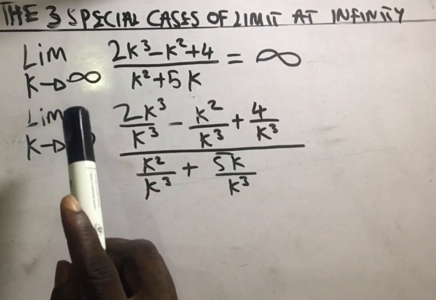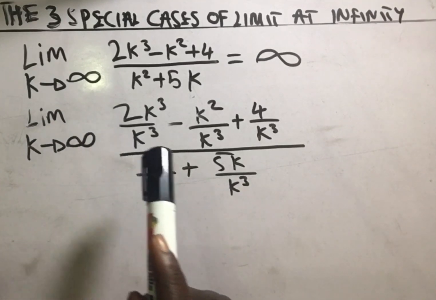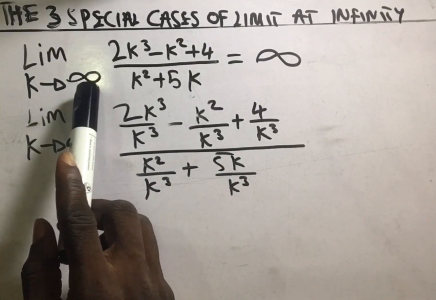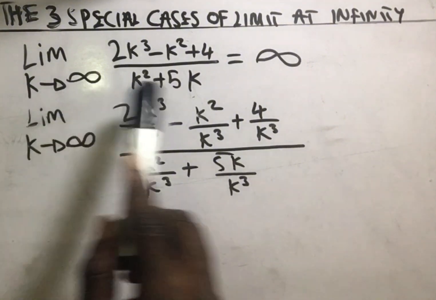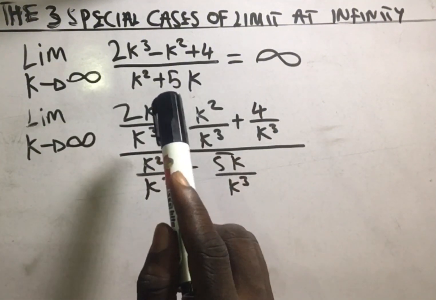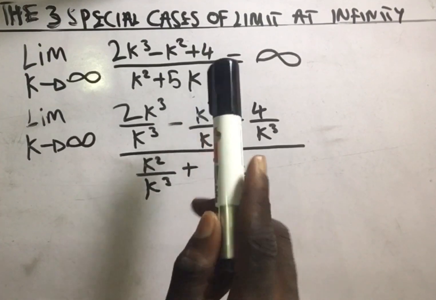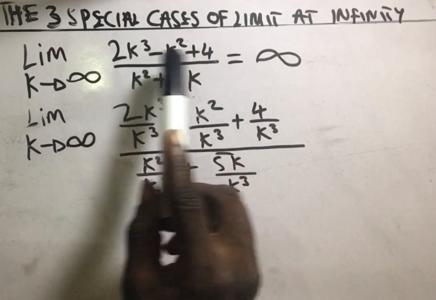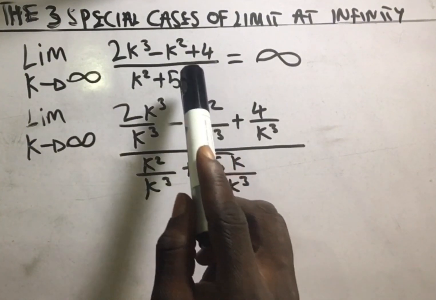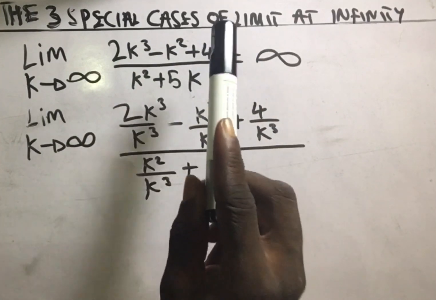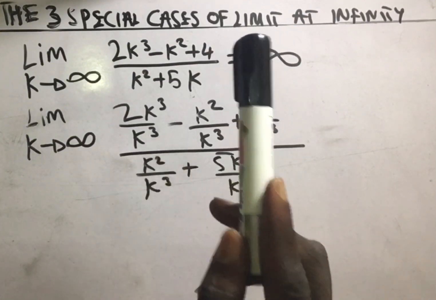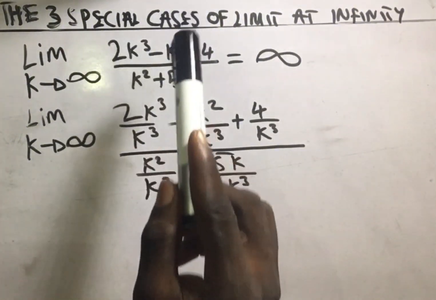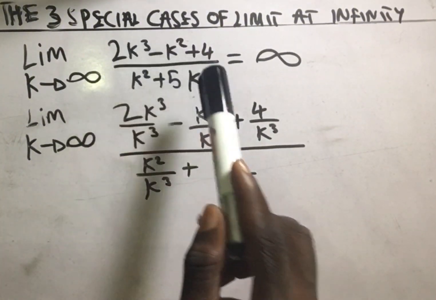Now, simplifying further: before substituting the value of k, which is infinity, into this function, we are going to simplify. To simplify this function, we are going to divide all through, both the numerator and the denominator, by k cubed. We are dividing by k cubed because we want to do away with k cubed. We want the highest factor to go away.